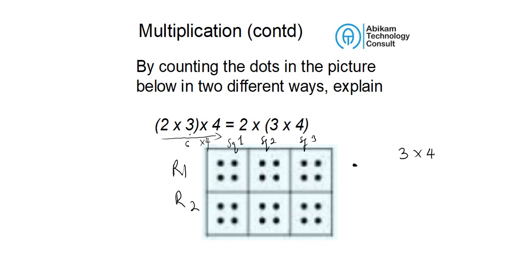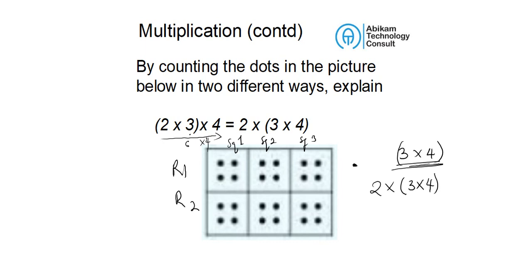Then we can now multiply it. This is what we have in a row. And how many rows do we have? We have 2 rows. So to get the number of dots in everything, we say 2 multiplied by the dots in a row. That's 2 times 3 times 4. So these are the 2 different ways with which you can count that systematically.